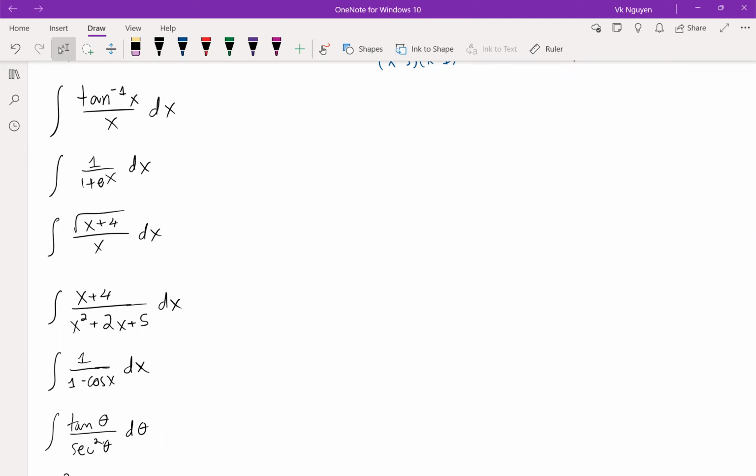We can take the derivative of arctangent x. And if we can take the derivative of that one, then it's best to split this into two parts. Integral of arctangent x times 1 over x dx, and let arctangent be u, 1 over x dx be dv. So integration by parts. Sometimes just manipulate the integral, and you'll be able to do it.